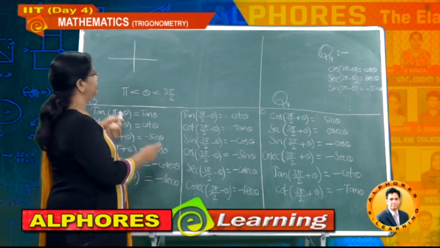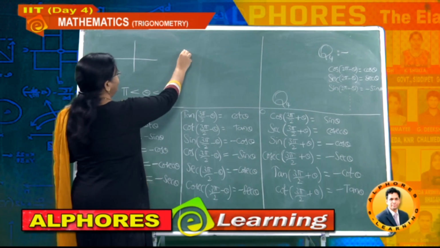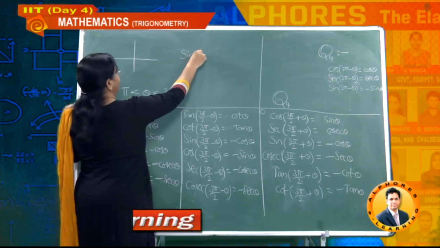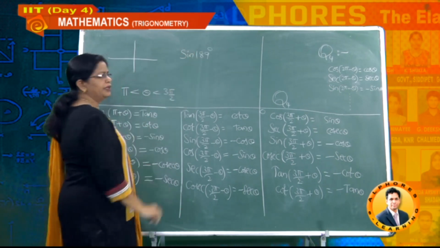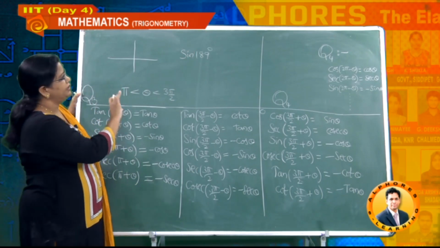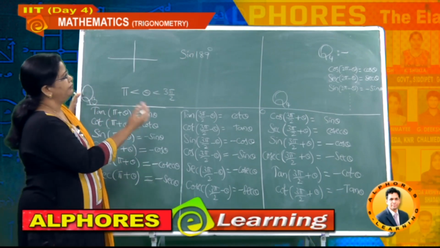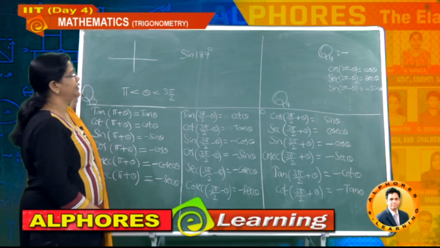For example, if I want to get the value of sine of 189 degrees, sine 189 degrees, this is more than 180 and we want to write it as an acute angle value.